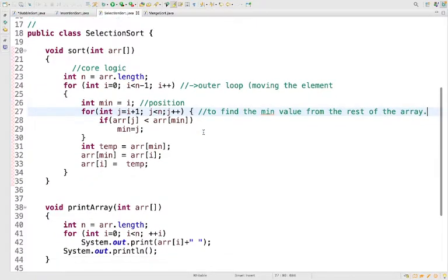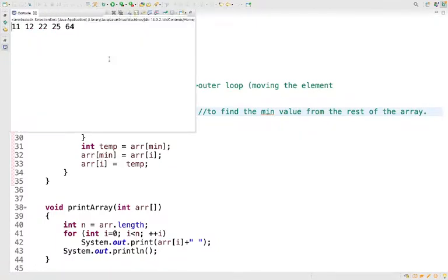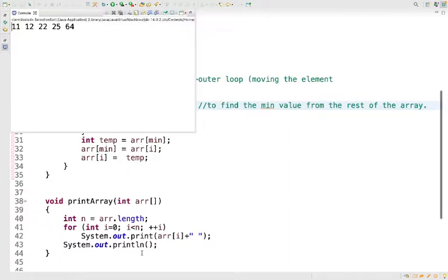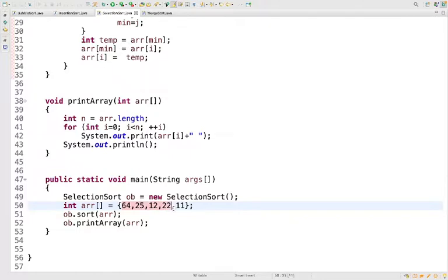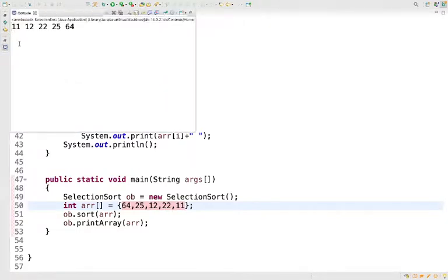Okay, so this is the core logic, a basic logic that we can find out here. Okay, let's run it. For an array of 64, 25, 12, 11, 22 and 11, it gives us the values 11, 12, 22, 25, 64. That means it works perfectly fine. So this is the basic array that we can think about as far as right now.